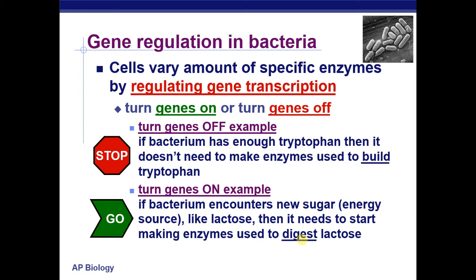Another example of why a gene might need to be turned on is, pretend a bacterium encounters a new sugar, which you can think of as a potential energy source, maybe like lactose. Then it needs to start making enzymes that would be used to digest that lactose. It wouldn't make any sense to produce those enzymes if it was in an environment without lactose. But once it is, it would want to turn those genes on so that those enzymes used to digest lactose are being transcribed and translated.